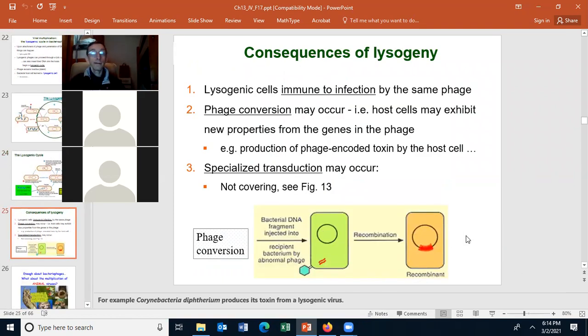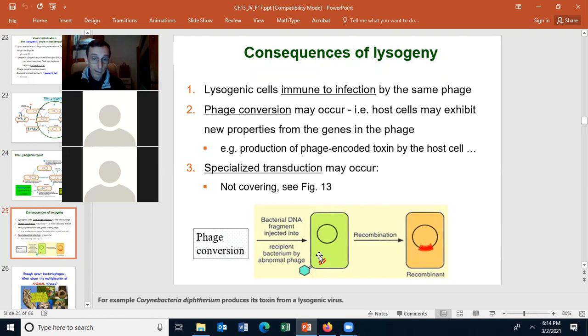There are a few consequences of lysogeny. One thing that happens, the lysogenic cell is immune to infection by the same bacteriophage. So this cell here, which is lysogenic, cannot get infected by this bacteriophage again. Another consequence of lysogeny is that phage conversion may occur, where the host cell may exhibit new properties from the gene in the bacteriophage.